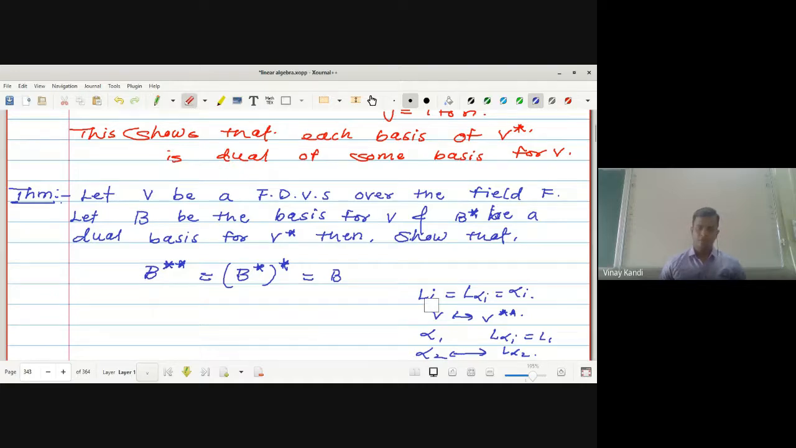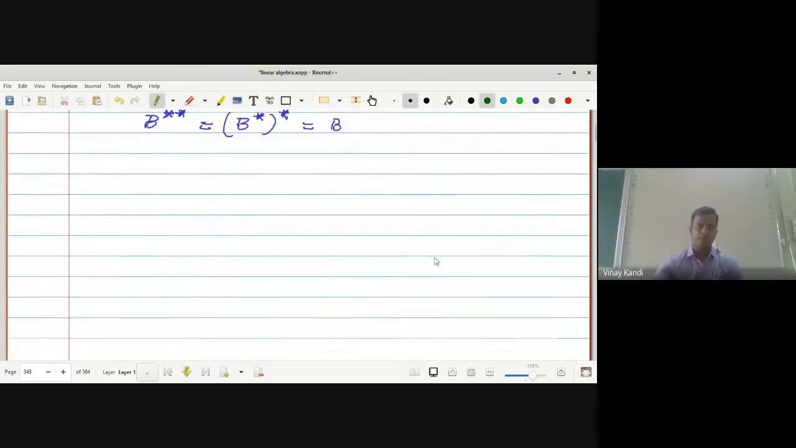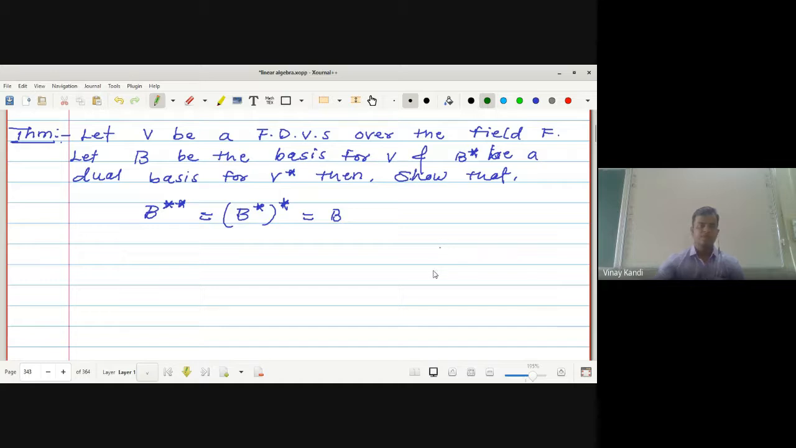So we have to show that B double star is equal to dual of B star, which is equal to B. Proof. What is the statement? Let V be a finite dimensional vector space over the field F. Let B be the basis for V. B star be the dual basis of V star. Then show that B double star is equal to B star of star, which is equal to B.